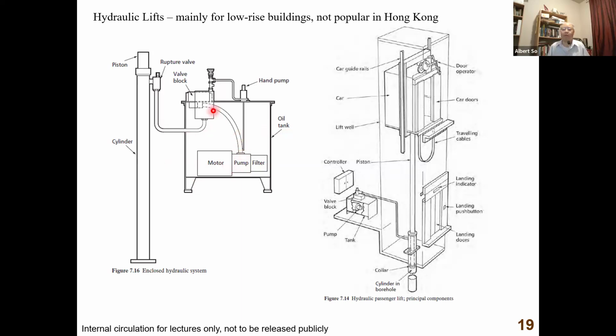When the motor rotates, the pump will pump oil into the cylinder. So when the pump pumps oil into the bottom of the cylinder, the piston will go up. And if you want the car to come down, then you release oil from the cylinder, and the car will come down. Okay, so of course you need control. You need to control the acceleration and deceleration of that. Now, besides this drive, every safety device is the same. You have buffers, safety gears, landing doors, car doors, traveling cables, and guide rails, all the same.